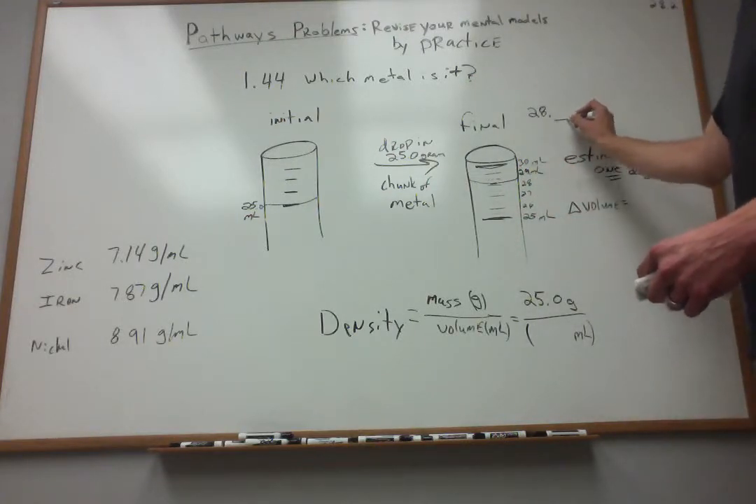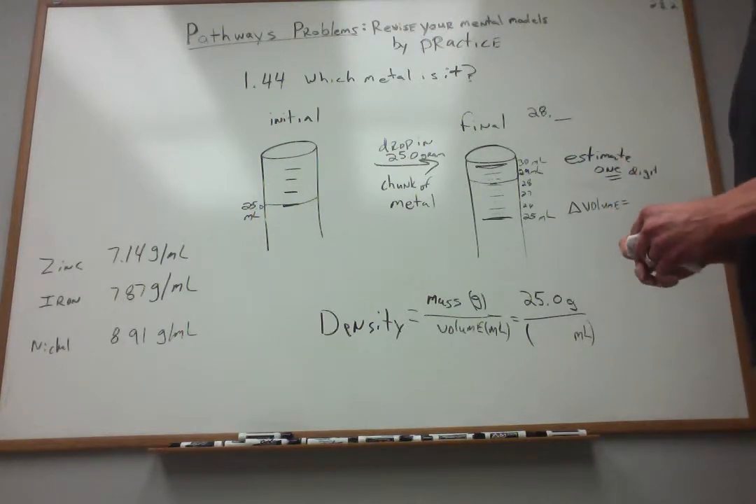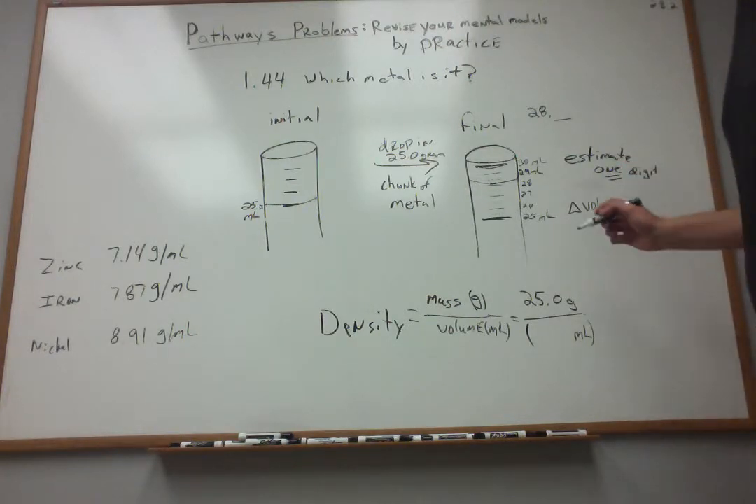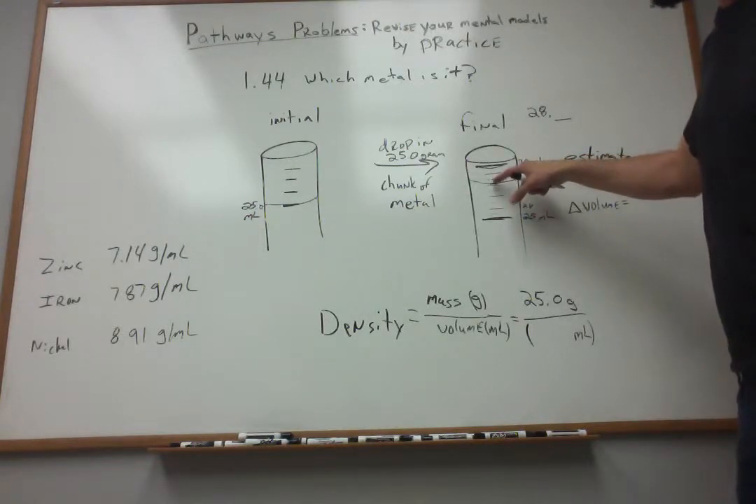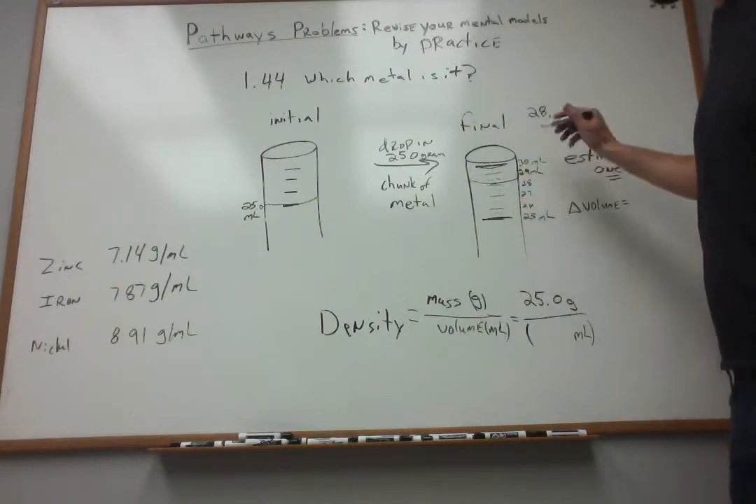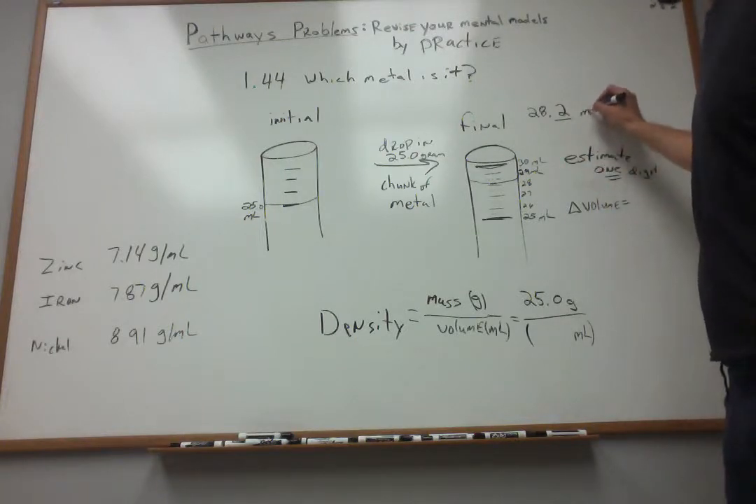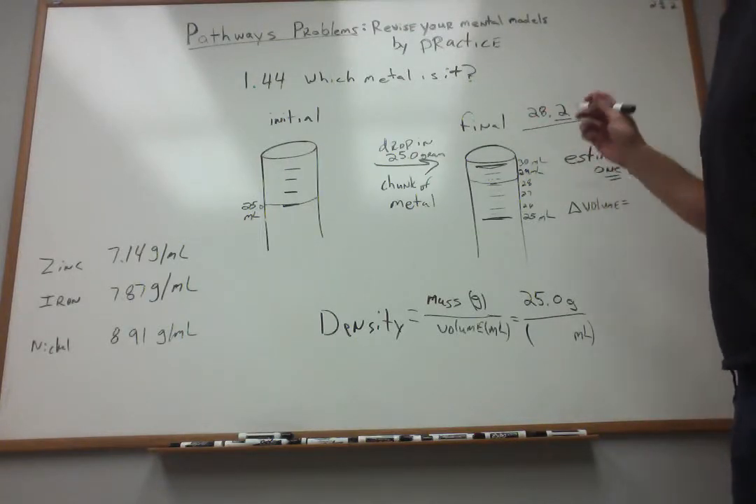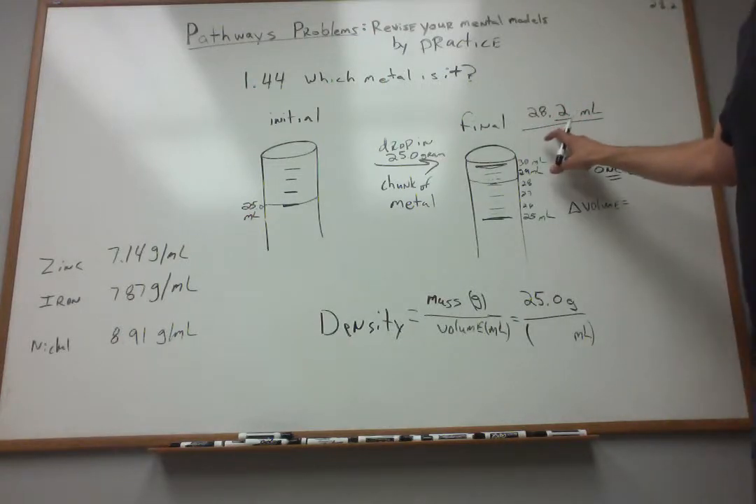Now that one digit of precision, I can't read. I don't know exactly what that digit should be, but I can make an estimate. For instance, this is 28.5 right here. It's below that, clearly, and it looks to be even a little bit below halfway between the 0.5 and the 0 mark. So if I'm looking at this, I might read 28.2 milliliters as my final volume, 28.2.